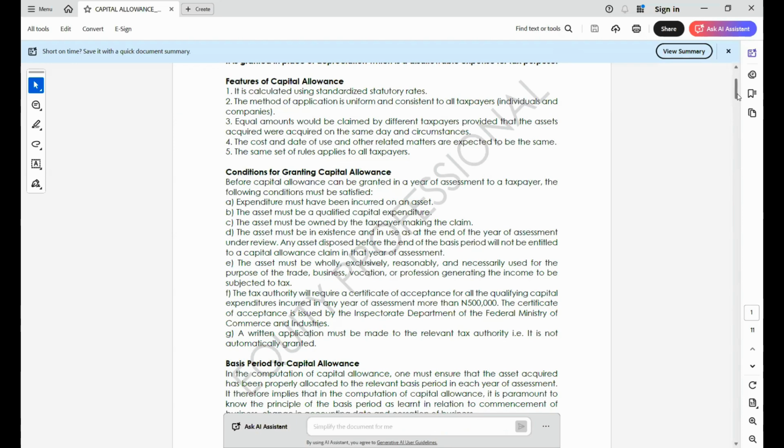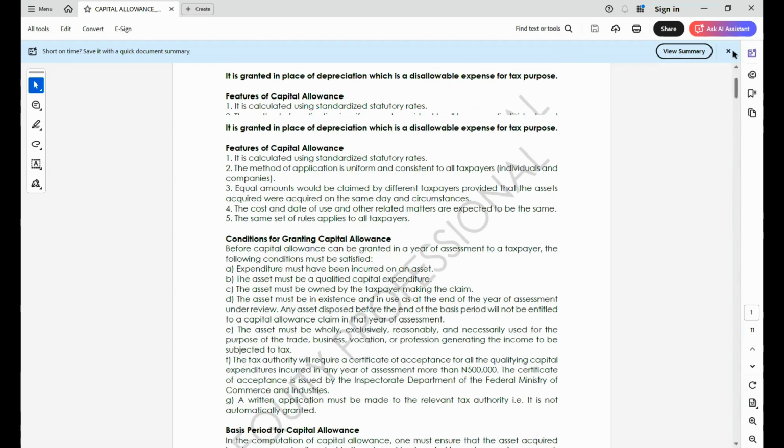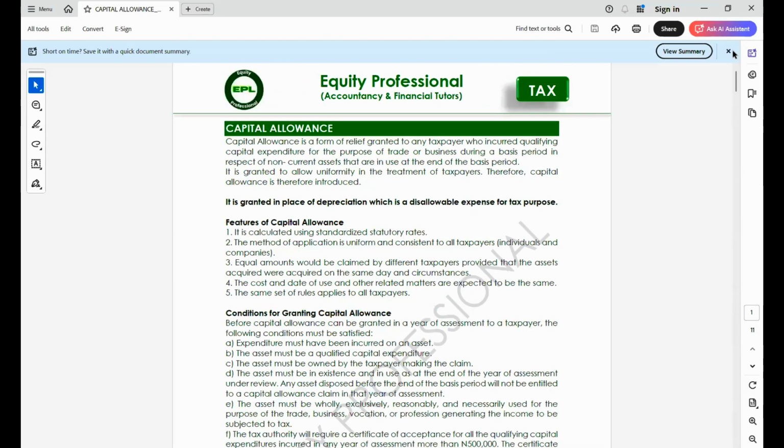As a business entity, when you are engaged in business, either as an individual or as a company, you are going to make use of some equipment, some assets. The assets you use for the purpose of the business are liable for claim of what is called capital allowance.